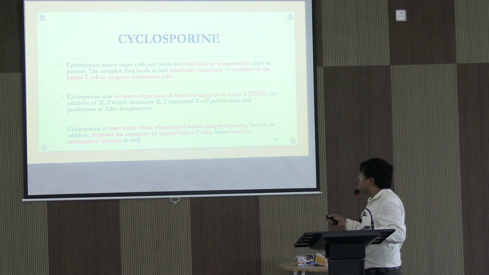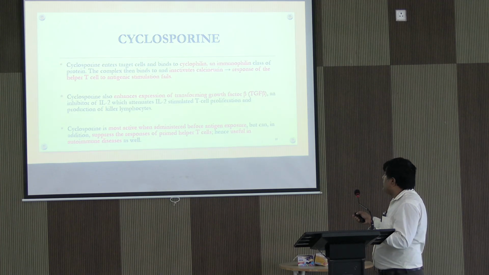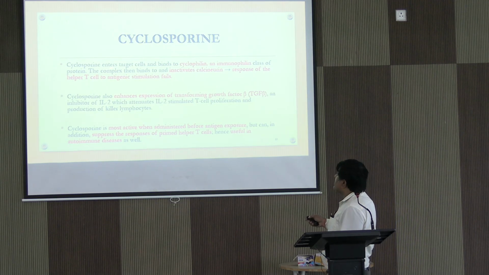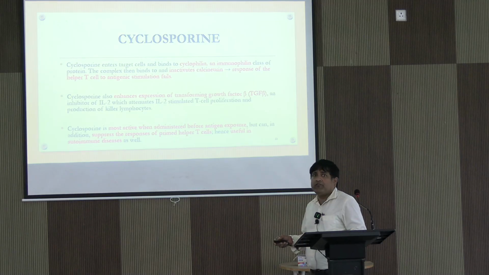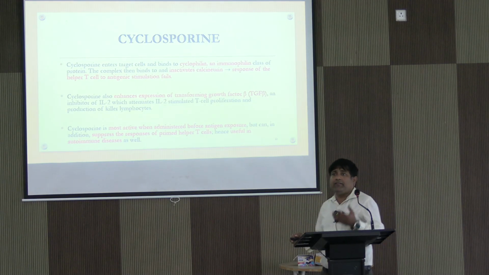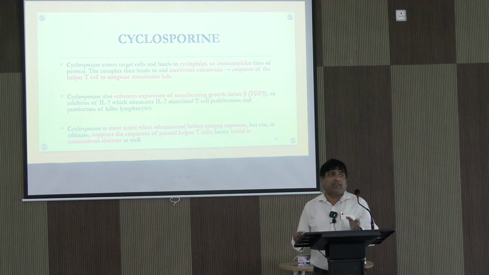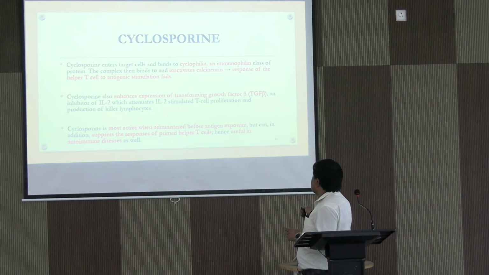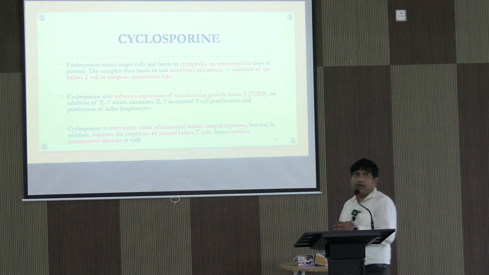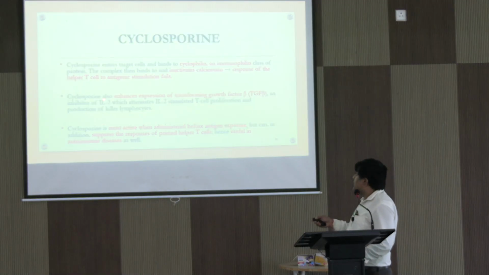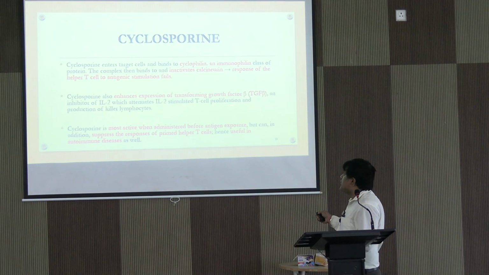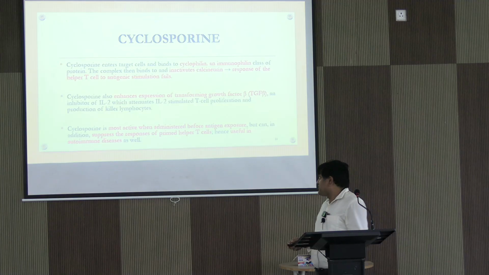So, cyclosporine enters the target cells and binds to cyclophilin, an immunophilin class of protein. This complex then binds to and inactivates calcineurin, the response of the helper T cell to antigenic stimulation phase. So, it is not able to activate the NFAT and cytokine genes are not transcribed. Cyclosporine also enhances the expression of TGF beta, transforming growth factor beta, an inhibitor of interleukin 2, which attenuates or decreases the IL-2 mediated T cell proliferation and production of killer lymphocytes.